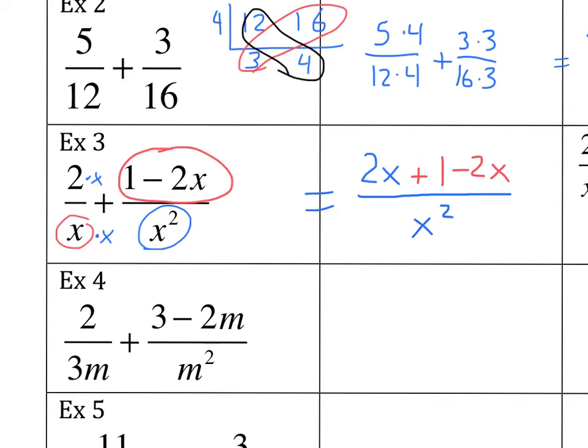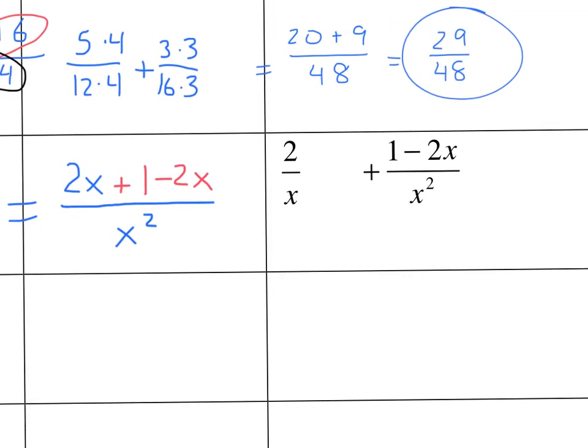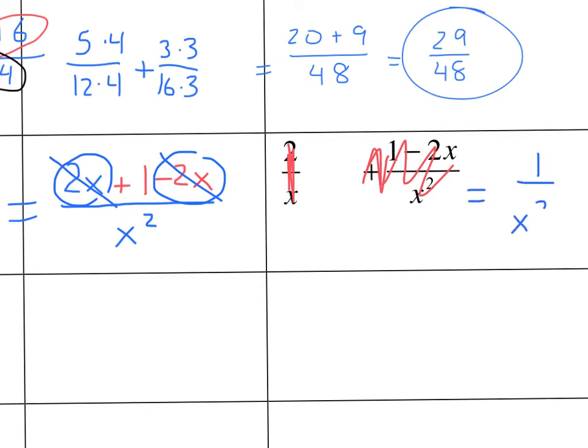Now we can combine what can be combined, LCD, combine like terms. Notice that 2x minus 2x is 0, so that drops out. I'm left with a 1 in the numerator and an x squared in the denominator.